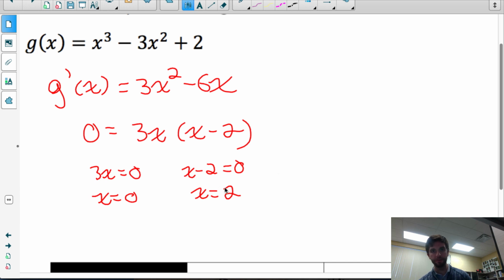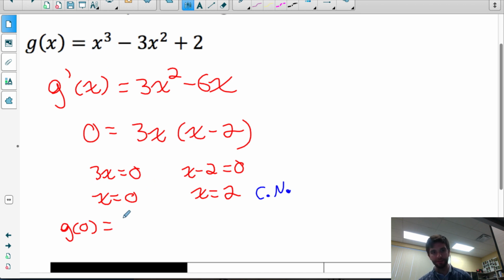These numbers are called critical numbers because they make the derivative be 0, which means at those x values on the original function, there is a horizontal tangent, meaning it could be a max or a min point. Let's figure out if it is a max or a min point. Well, before I do that, maybe we should get the y values that go with these x values on the original function. So let's figure out what is g at 0.